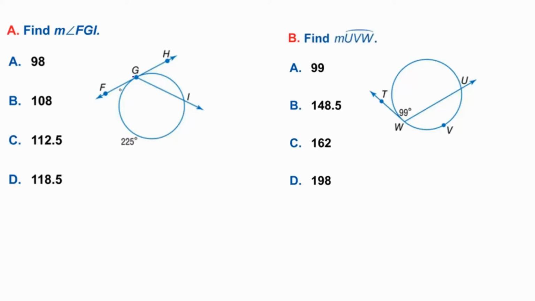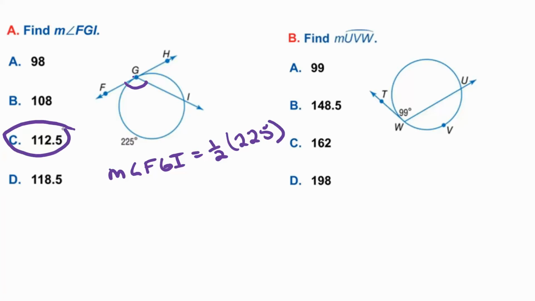I want to find the measure of FGI. I want to find the measure of that angle. So the measure of angle FGI is 1/2 of the measure of the arc it intercepts, which would give us 112.5 degrees.